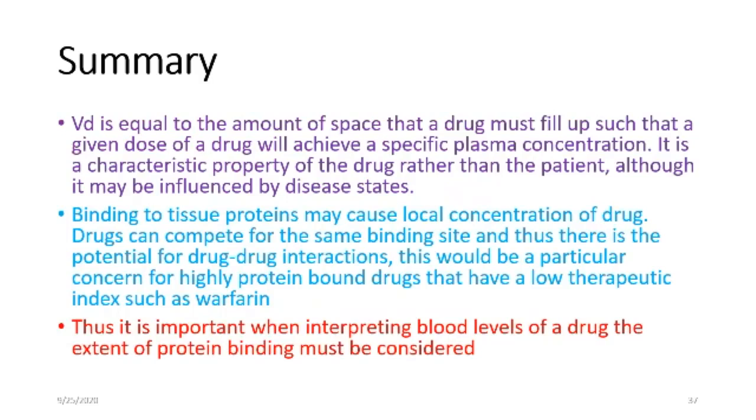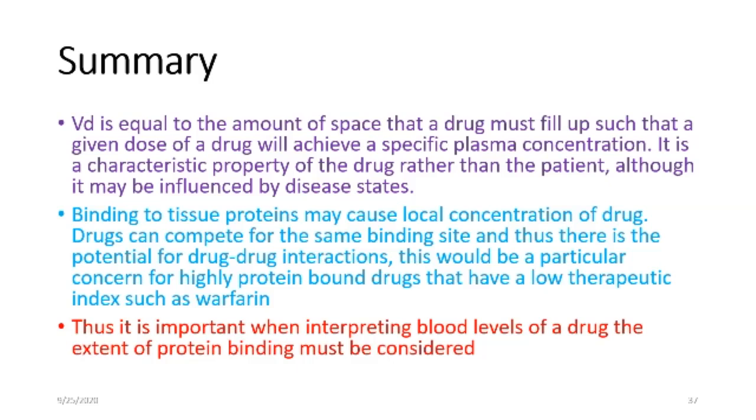VD, or volume of distribution, is the amount of space that a drug must fill up such that a given dose of drug will achieve a specific plasma concentration. And it is a characteristic property of the drug rather than the patient, although it may be influenced by disease state. VD might have very large numbers, even greater than the water content of the body. It is just going to signify how extensively the drug is distributing to other areas of the body in comparison to it being in the plasma.